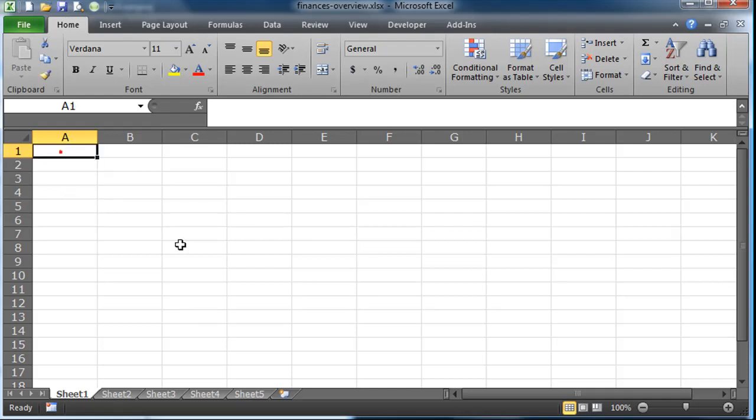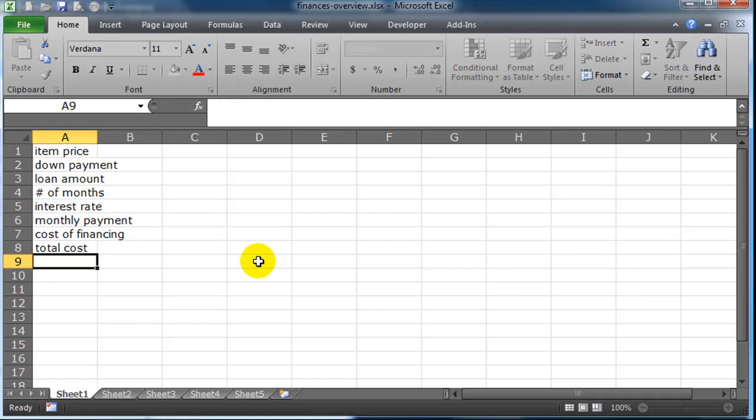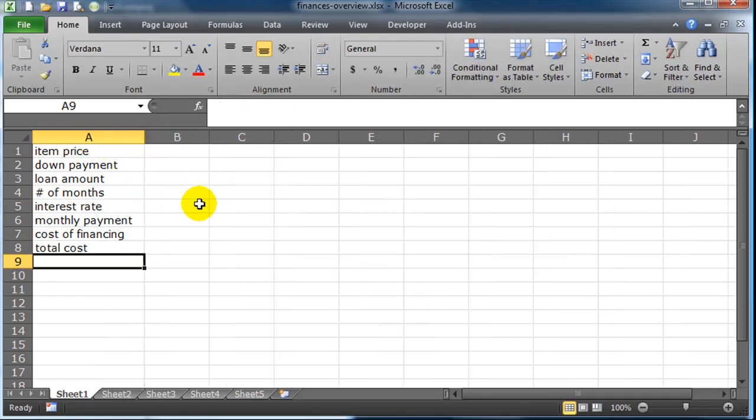I'm going to do a little bit of setup here. I'm going to start off and put in item price, down payment, loan amount. And let's see, I'll put in the terms of the loan, so number of months, and interest rate, monthly payment, and I'll put in a cost of financing and total cost. So I've got all of these categories here, and this is basically just a bit of setup.